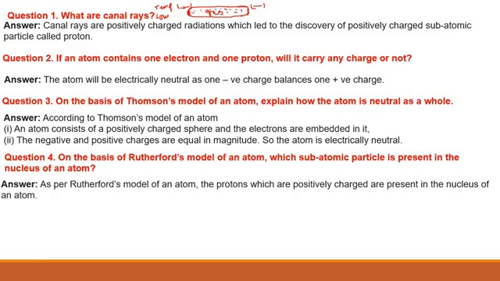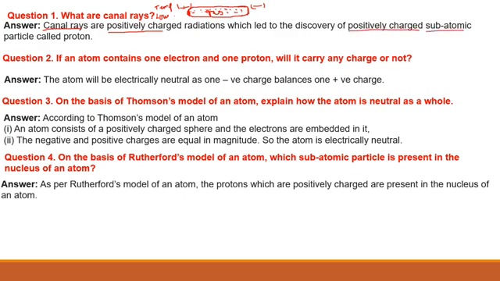So in other words, anode rays or the protons are also called canal rays. Remember, the other name of proton is also canal ray. Why is it canal ray? Because it is made up of positively charged particles. So canal rays are positive charge radiation which led to the discovery of the positive charge subatomic particle.